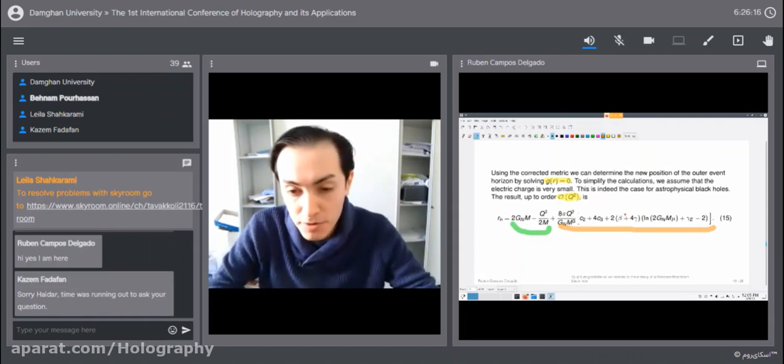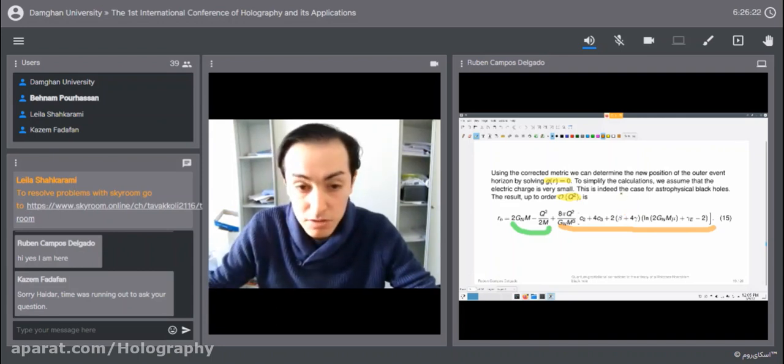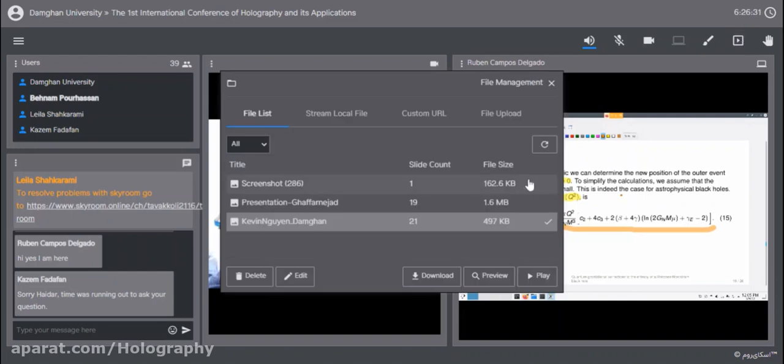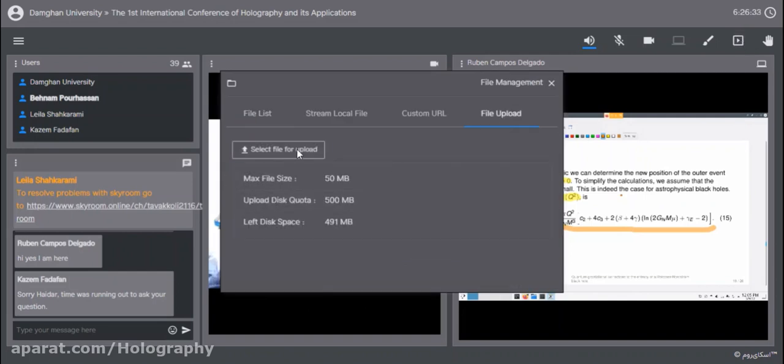So from now on, I will give all the results up to order Q squared, because as we know, astrophysical black holes have a very tiny charge. So the electric charge is not 0, but it is very small. So it is meaningful to give our results only up to order Q squared, because other higher orders like Q cubed or Q to the power 4 will be even more suppressed.